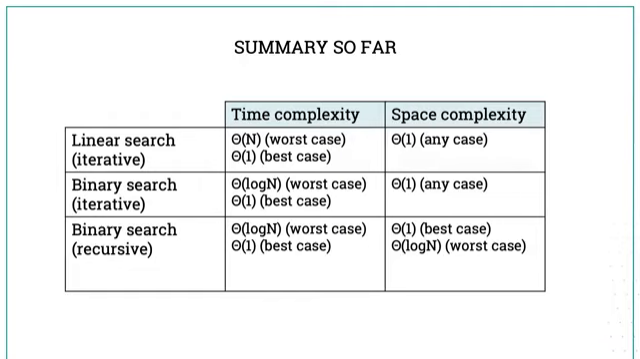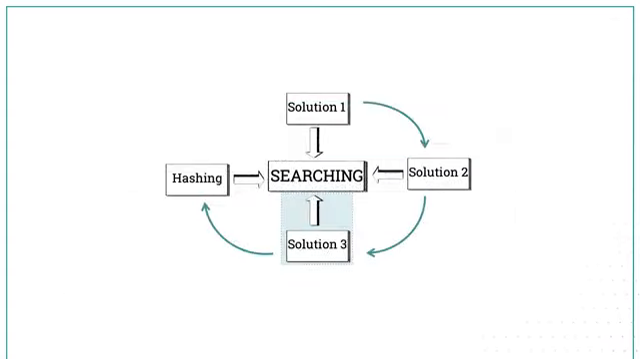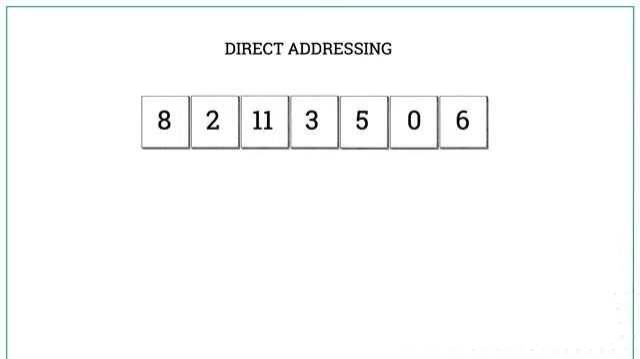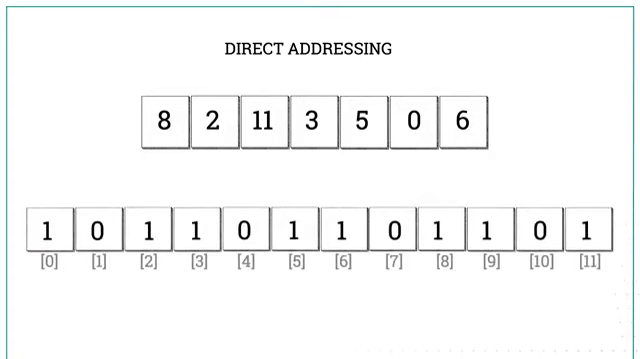Now, the question is, can we do better than theta log n when searching for a number? Yes, we can. And that leads us to solution 3. Solution 3 is called direct addressing, and what it does is use the index of an array to represent a number. For example, let's consider the following original array of numbers. A new array is created where each index represents a number. This new array is called bit vector, because it will only store ones and zeros.